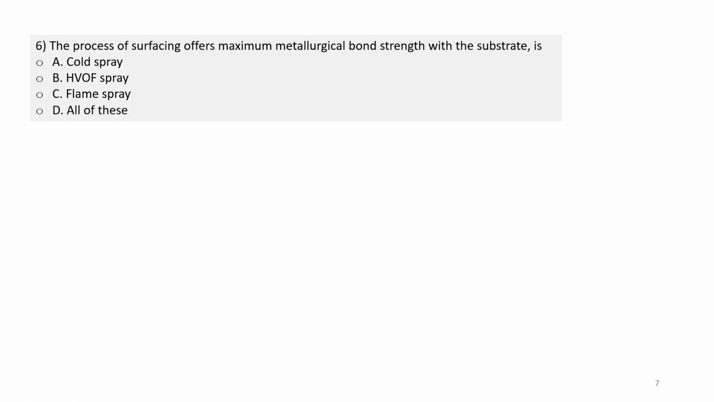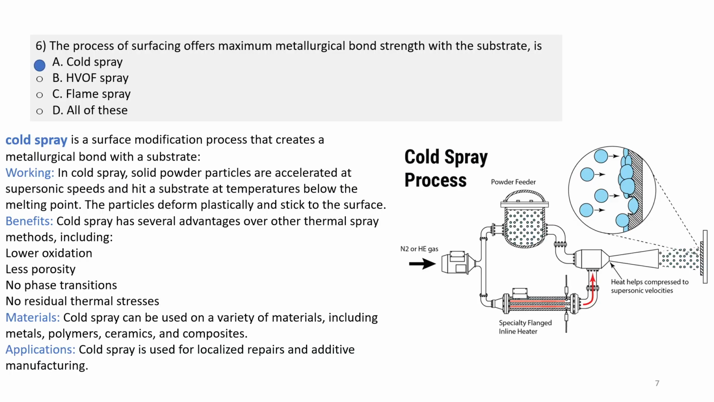Next question is, the process of surfacing that offers maximum metallurgical bond strength with the substrate is? Your options are cold spray, HVOF spray, flame spray, or all of these. And the correct answer will be cold spray.